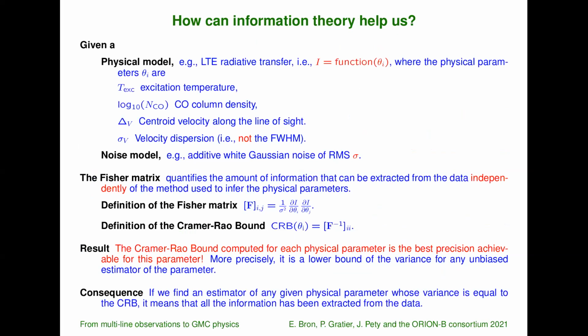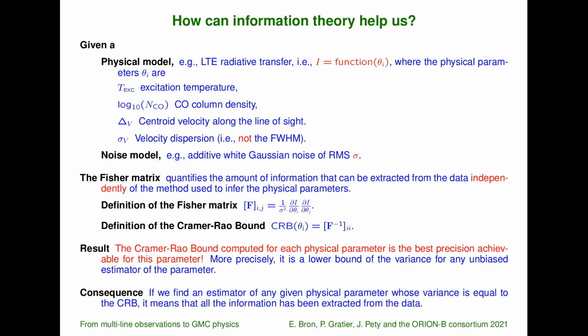I've just told you that it will be a radiative transfer. The intensity as a function of physical parameters, theta i, which are the excitation temperature, the CO column densities, the centroid velocity along the line of sight, and the velocity dispersions. It's not exactly the full width at half maximum because there is a widening by the opacity that is taken into account in local dynamical equilibrium.